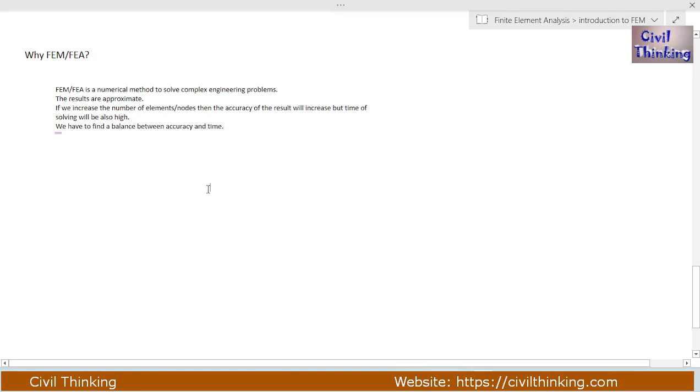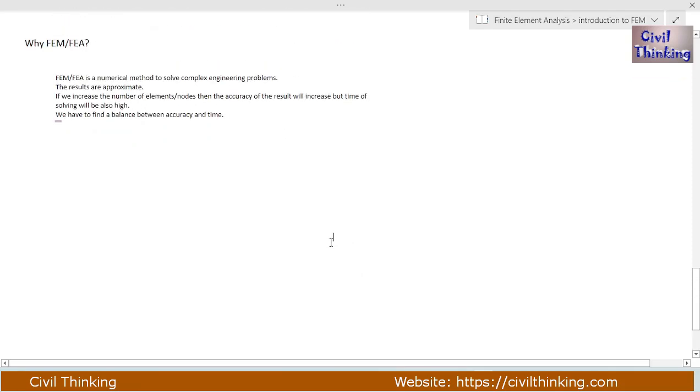Then what we do, we find a balance, like we choose the number of nodes or elements such that we are as close to the actual result as possible, but at the same time we are using a moderate time, okay. So we have to keep a balance, okay.